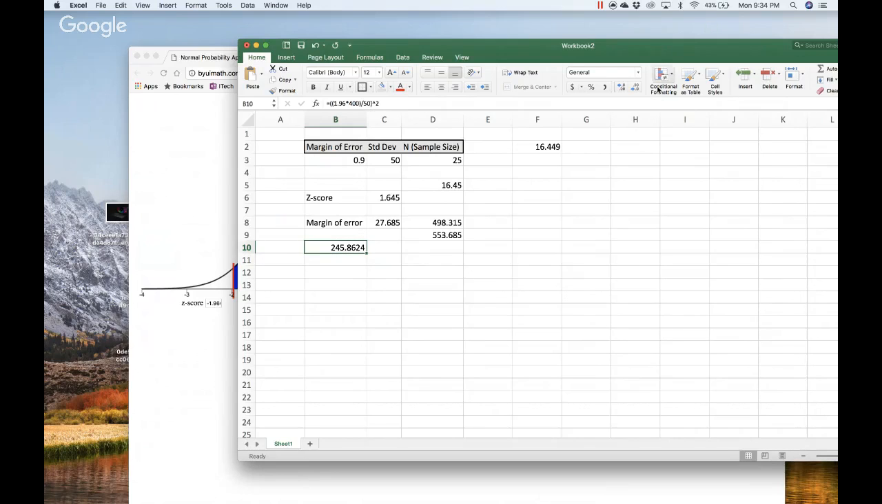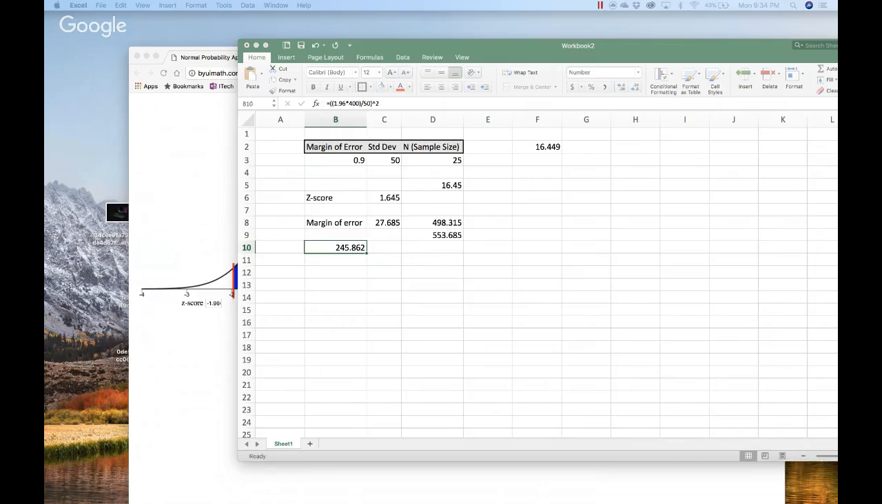245.862. That's what I got. We need to round to the nearest whole number. That's right, so 246. But they always say, just remember, round up no matter what. So it's always up. 246. Thank you for catching that, Sam.